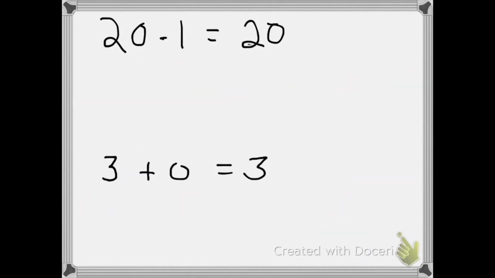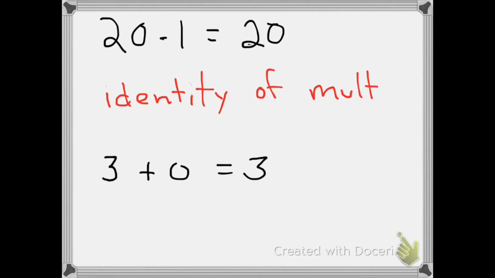Okay, what we have next is our 2 types of identity properties. All right, so here we have the identity property of multiplication. All right, and what that states is that any number times 1 is going to get you the same thing. All right, so whether it's a negative number, an irrational number, a fraction, you're still going to end up with that same number. Any number times 1 is going to get you the same result as you see here.